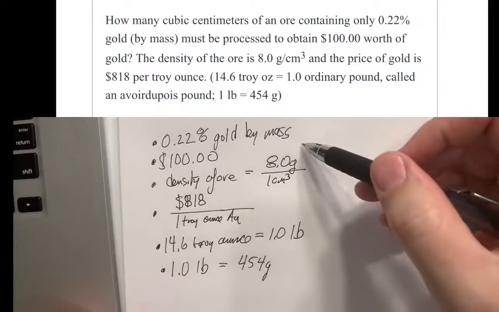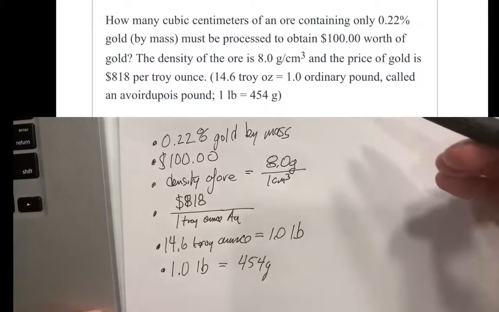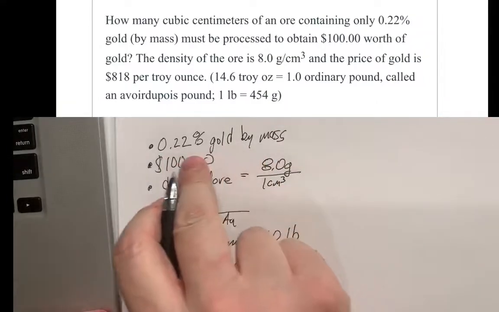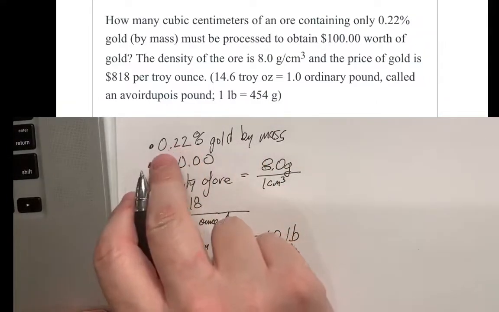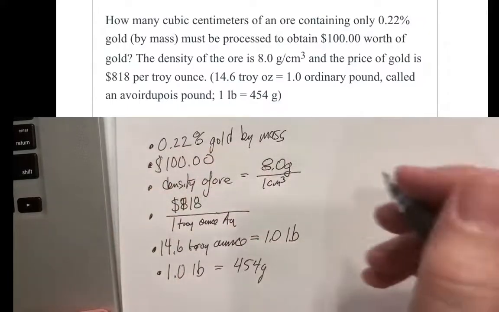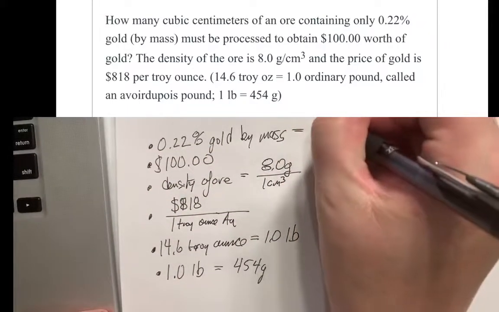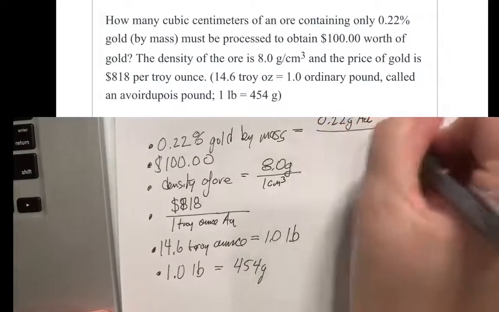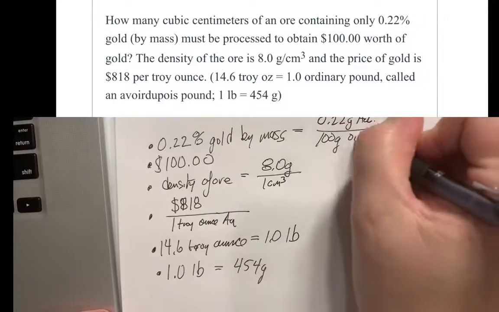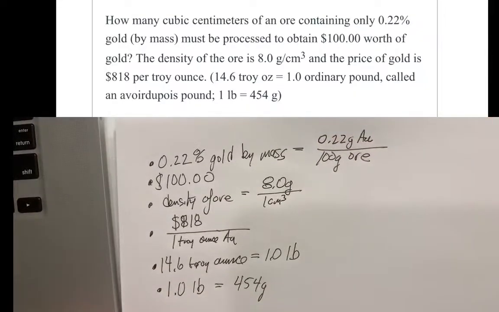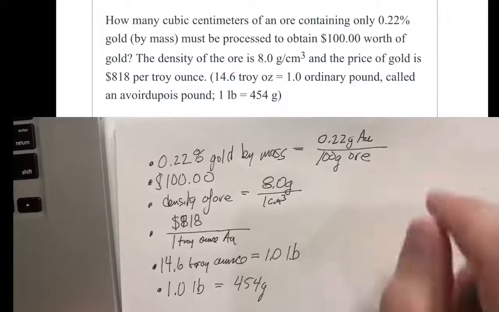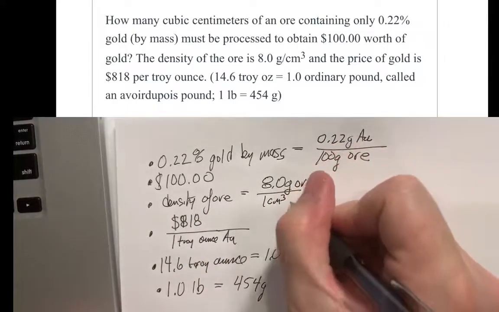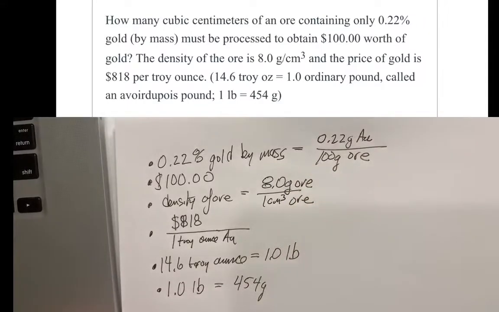Okay, so far I've just looked into the problem and extracted these things. I can do a little bit more to this. So this first one, if it's 0.22% gold by mass, what that means, this is something I can expand: 0.22 grams of gold per 100 grams of the ore. This is probably the key step of the whole thing. Also, the density of the ore converts grams of the ore to centimeters cubed of the ore.